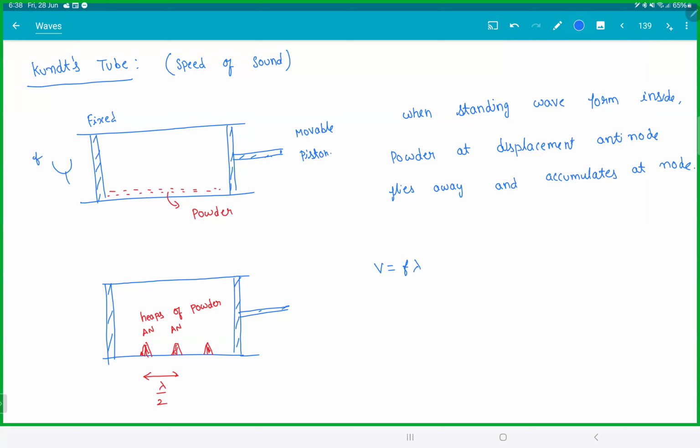So if you see the whole question, all the experiments are mainly one thing. You already know the frequency, and somehow you find the wavelength. If you can find the wavelength, which is actually the distance between nodes or antinodes, and then multiply f into lambda, you'll get the speed of sound. This is called Kundt's tube.